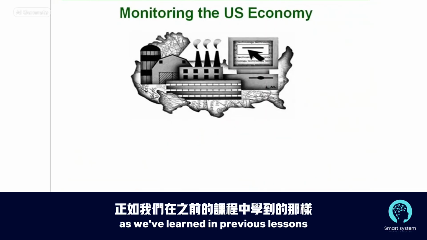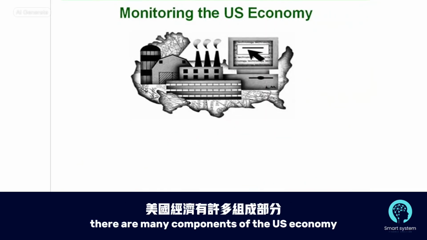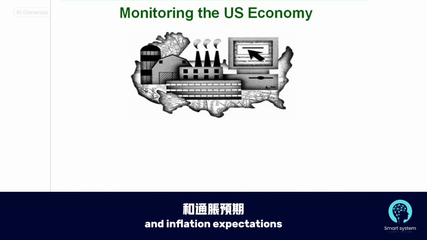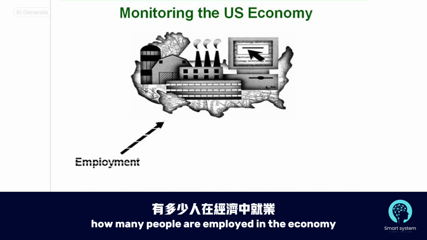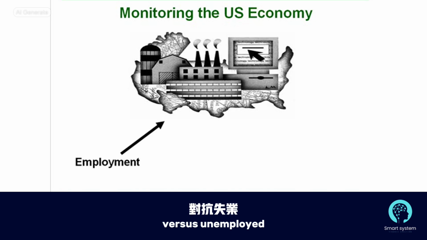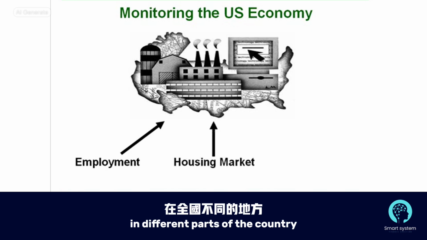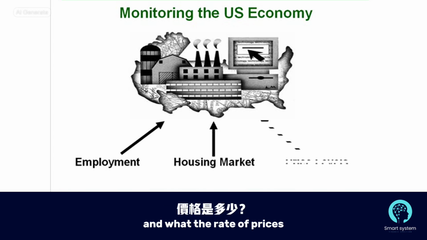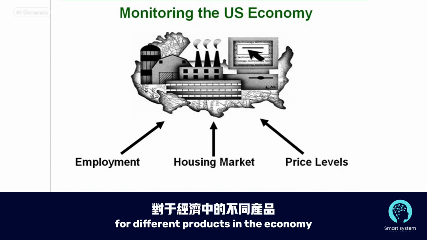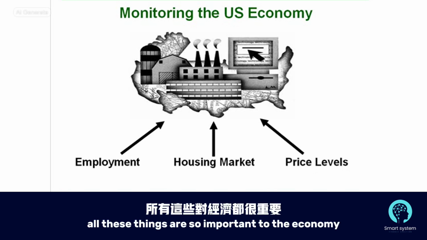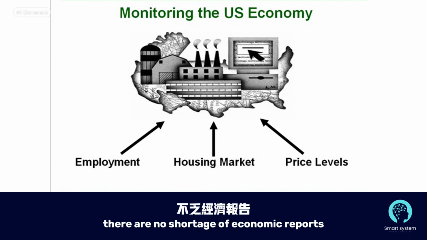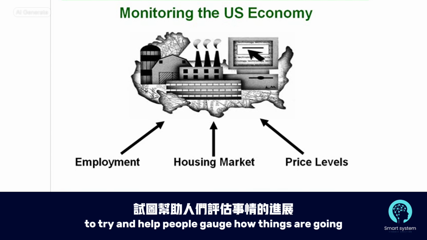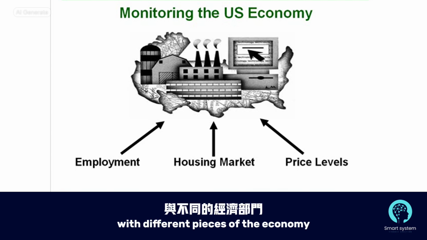As we've learned in previous lessons, there are many components of the US economy which can affect overall economic growth and inflation expectations. Some of the major examples here are how many people are employed in the economy versus unemployed, how much the housing market is growing in different parts of the country, and the rate of prices for different products in the economy, if they're seeing price increases or not. All these things are so important to the economy, and therefore to the markets. There is no shortage of economic reports which are released to try and help people gauge how things are going with different pieces of the economy.